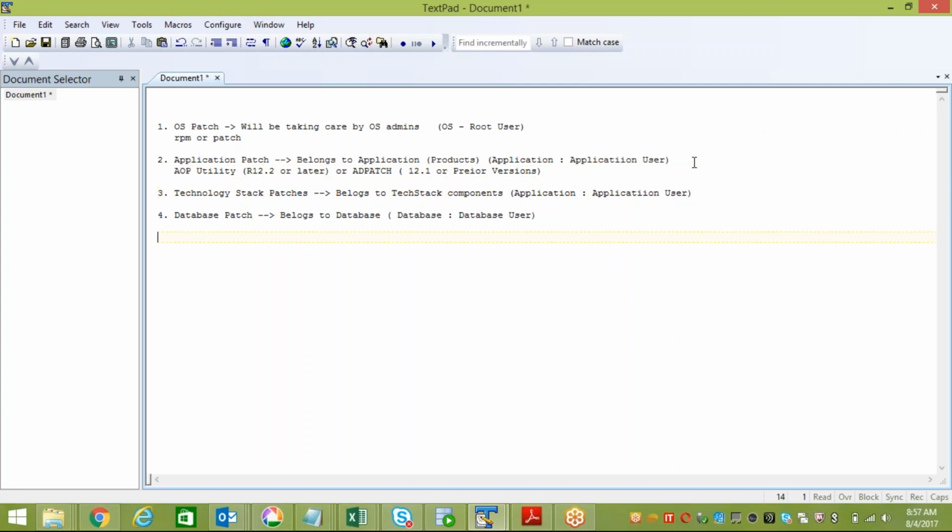So technology stack patches, there is no such specific utility. Sometimes you just read the text. A readme.txt will be there for every patch, and particularly for a technology stack patch there is no dedicated utility. If you go to the readme.txt, they would be saying please copy this file from this location to that location.